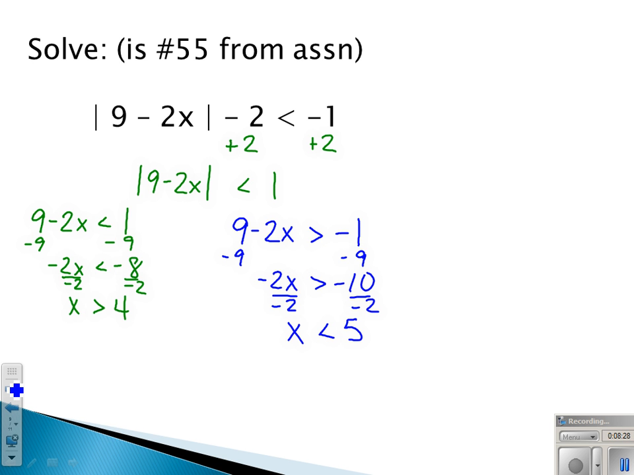Now with these two solutions, the first one says x is greater than 4, so your solutions are higher than 4. The second solution says that x is less than 5. So we have to consider both of those when we give our final answer. Your solutions are going to fall between 4 and 5, and you would write it like this.